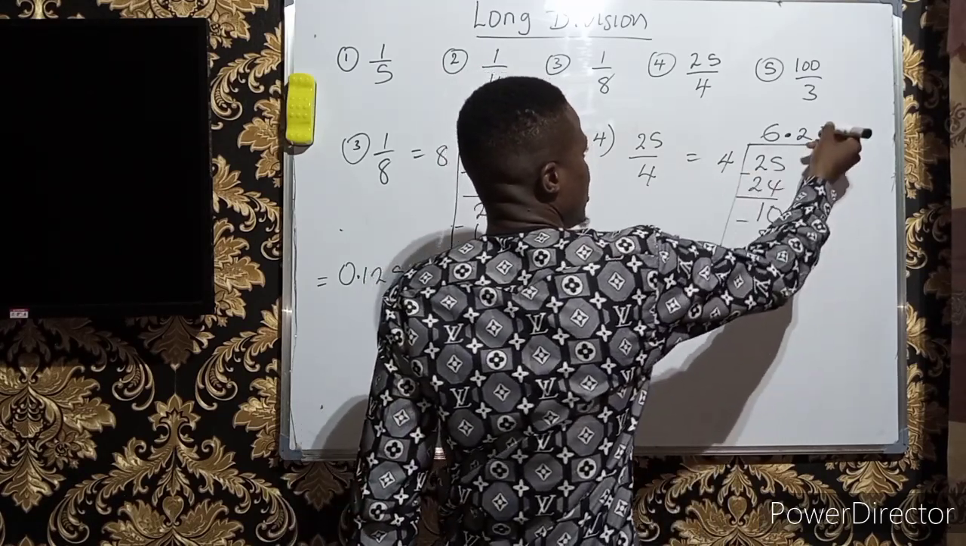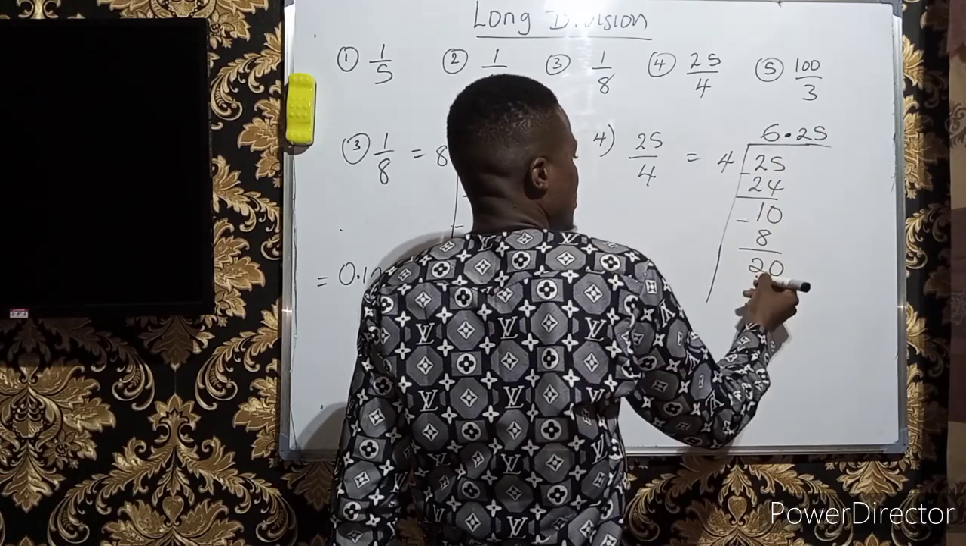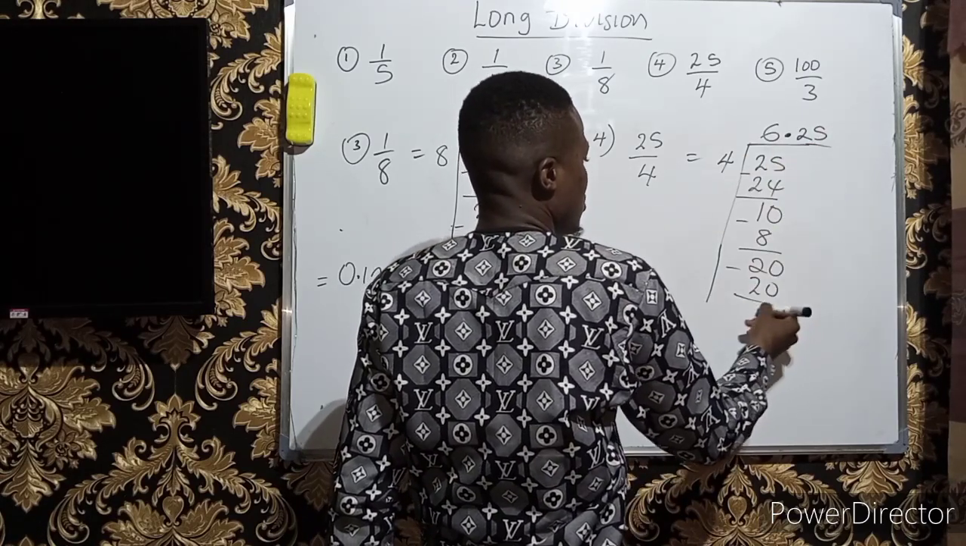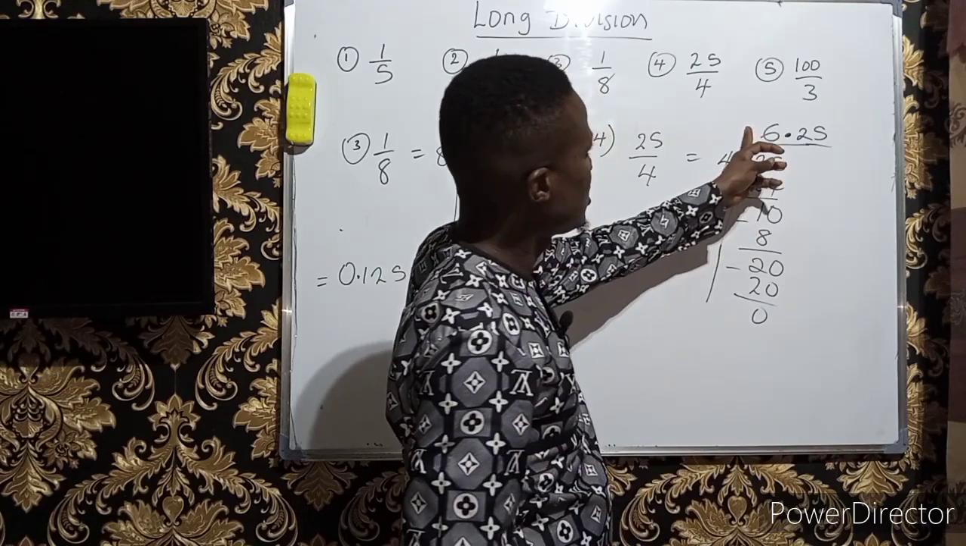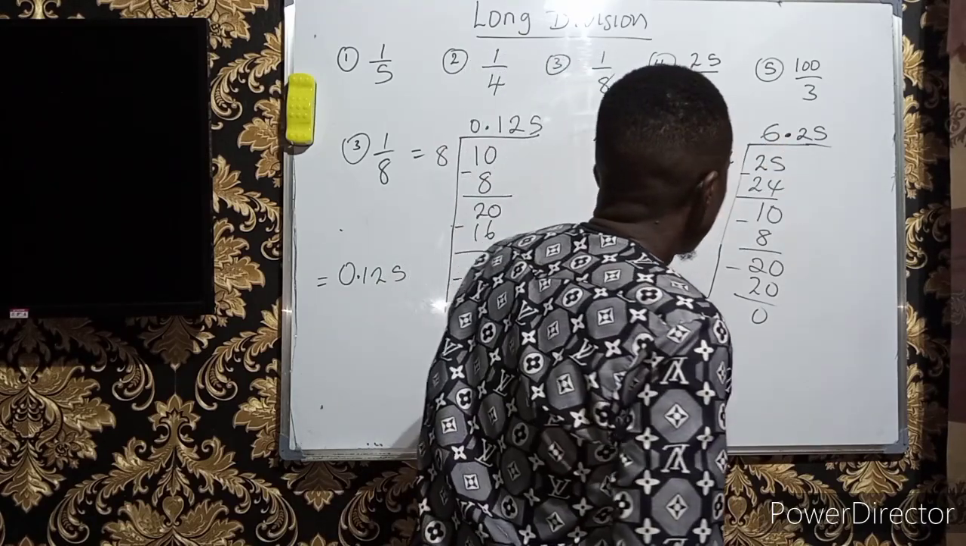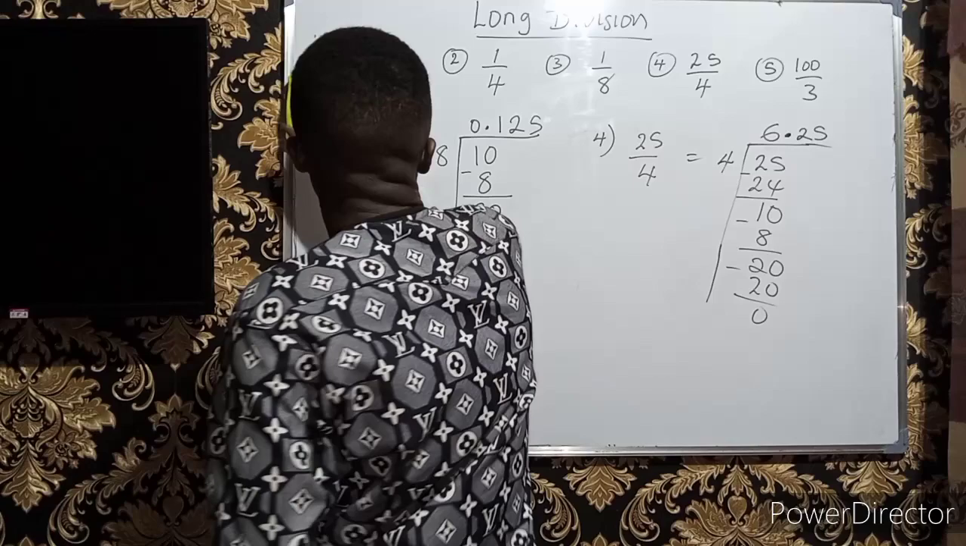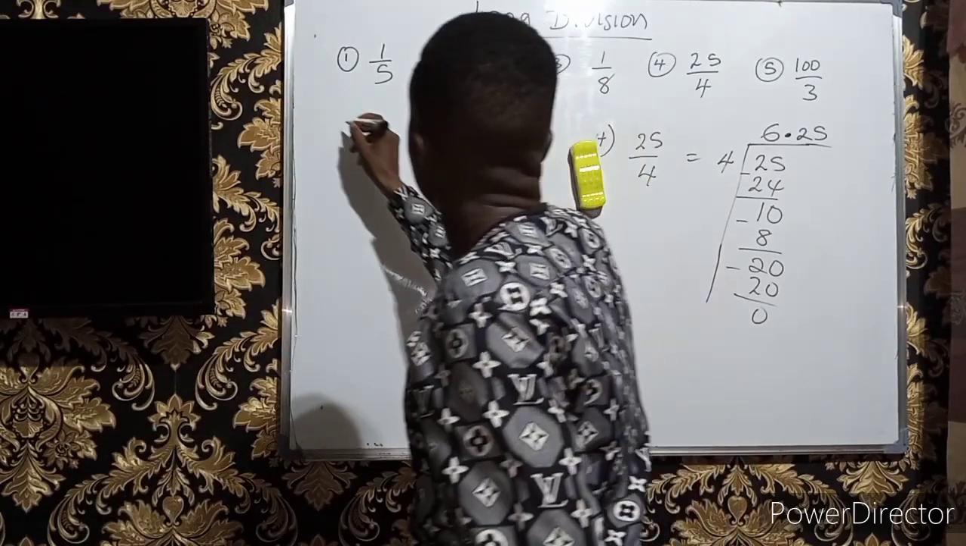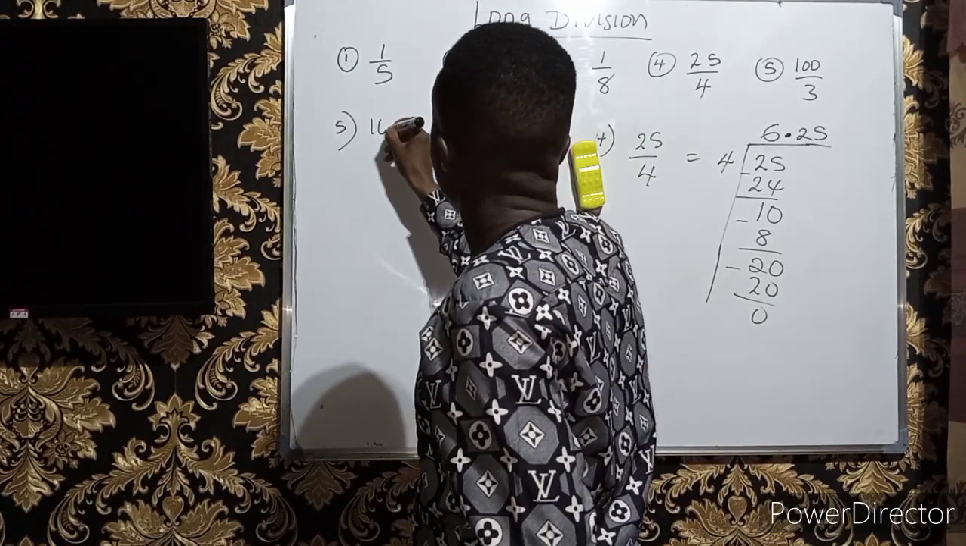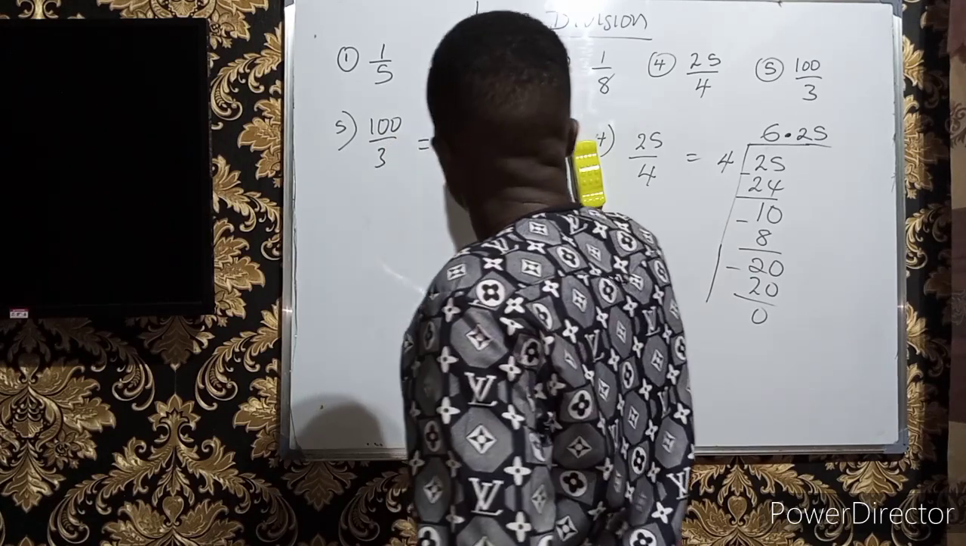20 divided by 4 will give us 5. 5 times 4 is 20. When you minus, you get 0. Therefore, your answer is 6.25. And lastly, let's take the fifth question. In the fifth question, we'll have 100 divided by 3.